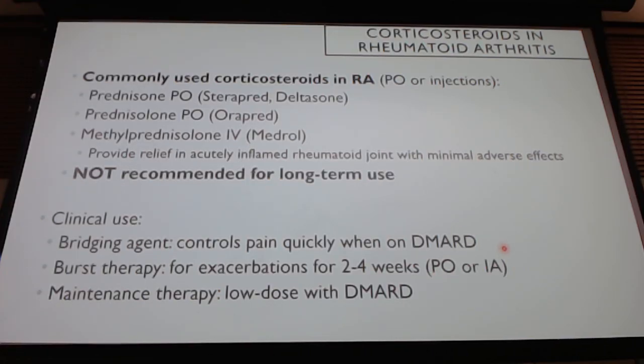Because it's going to take a while for my DMARD to work, I can give a corticosteroid to say, hey, let me hold you over until your DMARD kicks in, okay? I also have burst therapy. This is where I come to you and I'm having a huge flare. I am super uncomfortable and you want to get that inflammation down as much as you can. You can give them a burst of steroids for 2 to 4 weeks-ish to help calm down that flare.